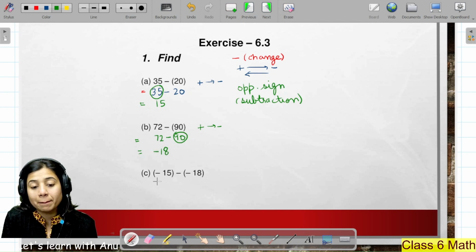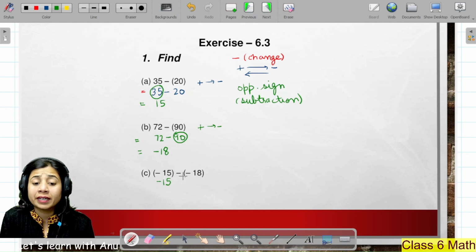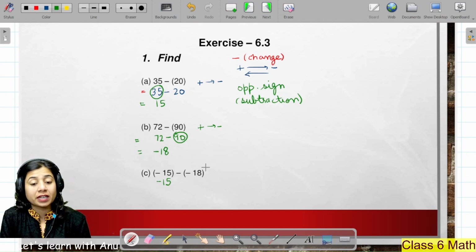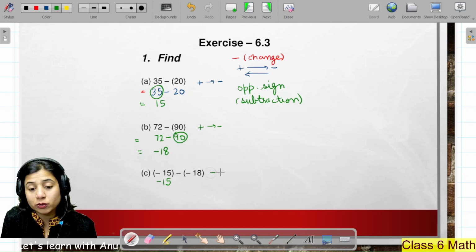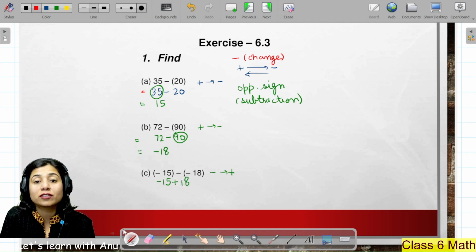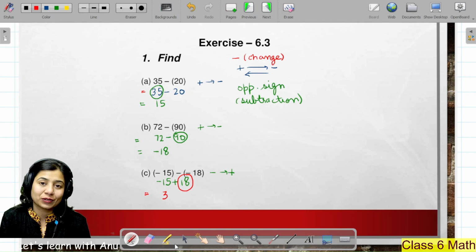C part, minus 15. Again, outside negative sign, so inner sign is changing. Minus will change into plus. So it will be plus 18. Again, opposite signs are there, so subtraction is happening and sign is coming of bigger number, that is 18. So we have positive 3.